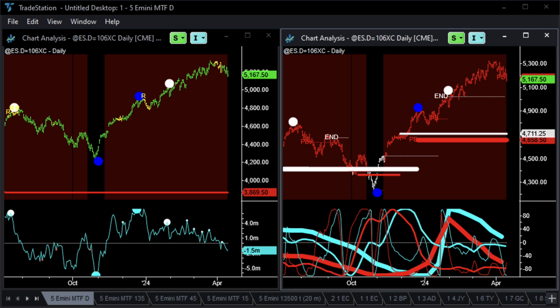But anyway, we're going to talk about charts. We're going to talk about the E-mini first, daily all the way down to the 15-minute, the 13,500 tip bar chart as per usual, and then go through the tip bar charts, the Forex, all the way down to the AGs, and I'll show you what I'm seeing on my charts.